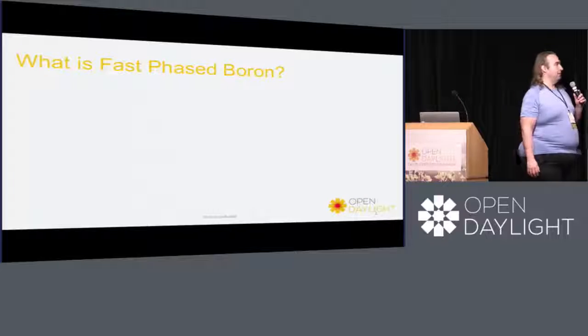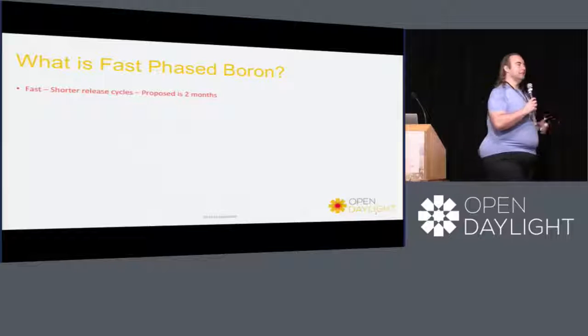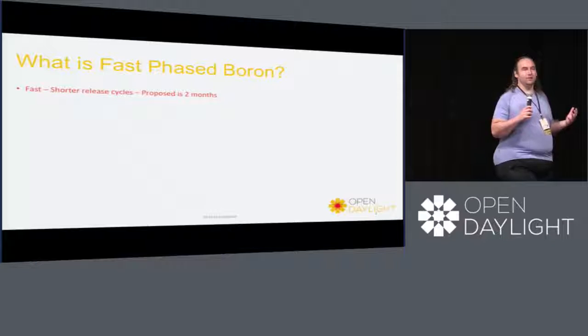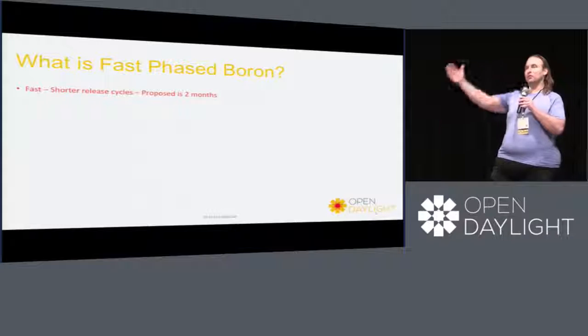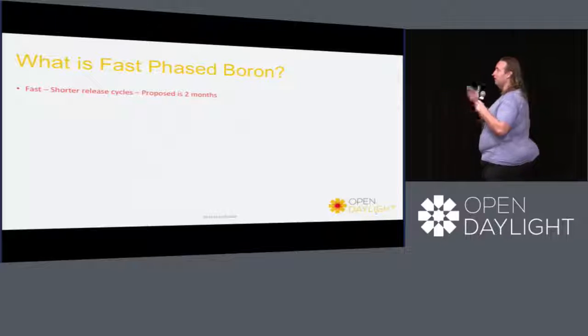So, fast-phased Boron. What is fast-phased Boron? It's fairly straightforward. Fast just means that we do shorter release cycles. So rather than having a 6-month release cycle, we have something that's shorter, say 2 months, for example.